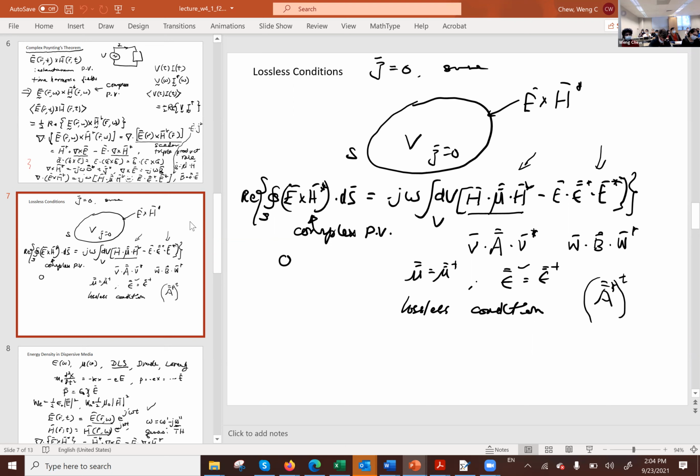Then later on, of course, this is a gyrotropic medium. You find that for the gyrotropic medium, the epsilon tensor is actually Hermitian. So there is no loss in the field in the gyrotropic medium that we studied. So that was actually a lossless medium.